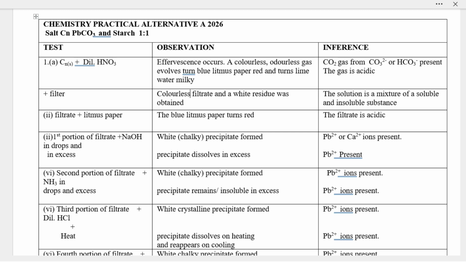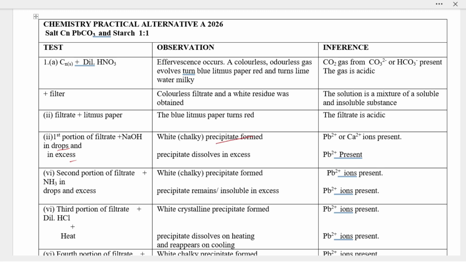So let's quickly dive into the real practical tests that they might ask you with the reagents that have been provided. When you look at the portion of the filtrate, definitely you're going to have lead ion in it. So let's look at it: the portion of the filtrate reacting with sodium hydroxide, both in drops and in excess.